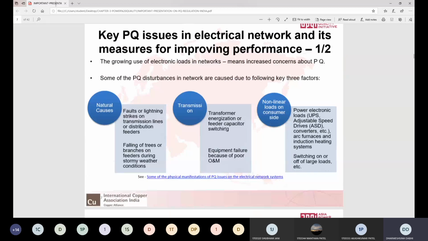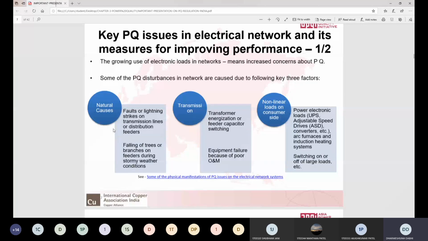Now, what are the key power quality issues in the electrical network and the measures for improving its performance? As we know, the growing use of electronic loads, all of which are non-linear loads, increases the concern of power quality. Some of the power quality disturbances in the network are due to the following three reasons. Here, the first reason is the natural cause.